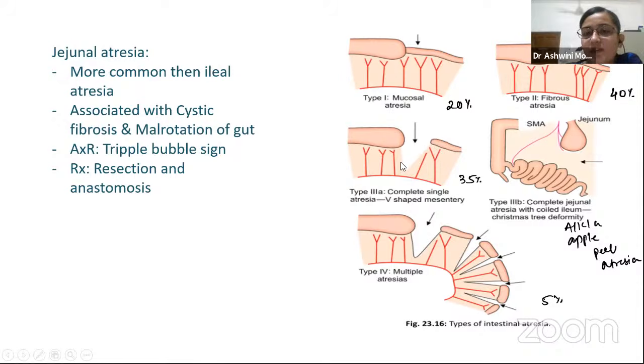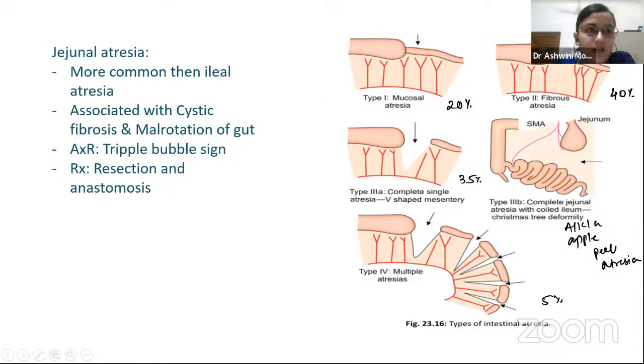In type 3B, there will be complete jejunal atresia with coiled ileum present. It is also known as apple peel atresia. Just a small part of an artery will be supplying the ileum, and that will give the Christmas tree-like appearance over the ileum. There won't be any connection between ileum and jejunum, right? In type 4, there will be multiple atresias in between. Like in type 3A, there was a single V-shaped mesentery. In type 4, there are multiple V-shaped mesenteries, multiple atresias will be present, right? Which is least common. So treatment will be resecting this part and joining this part, called resection and anastomosis, simple.